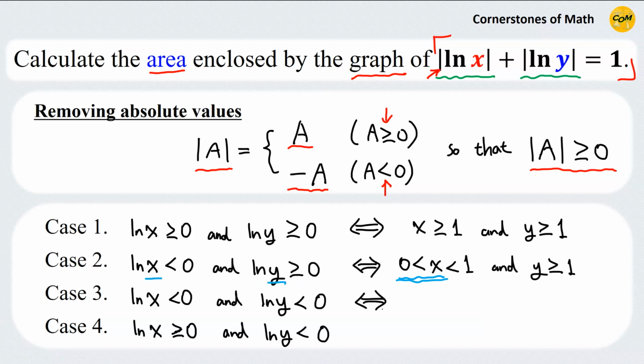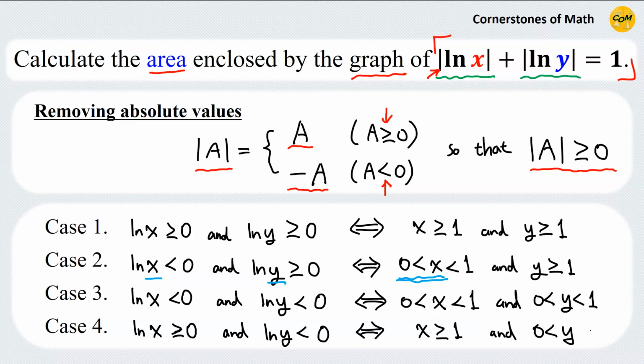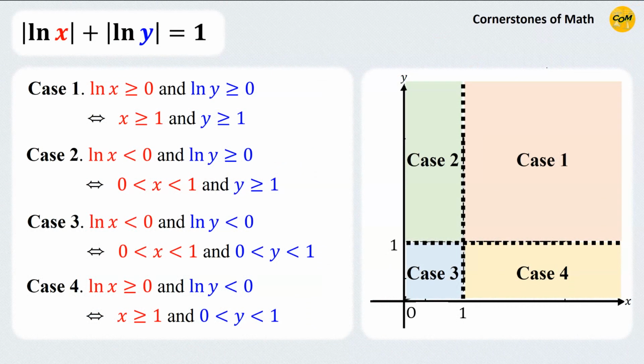For the third case, we have x is greater than 0 and less than 1, and y is greater than 0 and less than 1. And for the fourth case, x is greater than or equal to 1, and y is greater than 0 and less than 1. And on the xy plane, these four cases correspond to these regions. So what we are going to do now is to investigate how the graph looks like in each region.